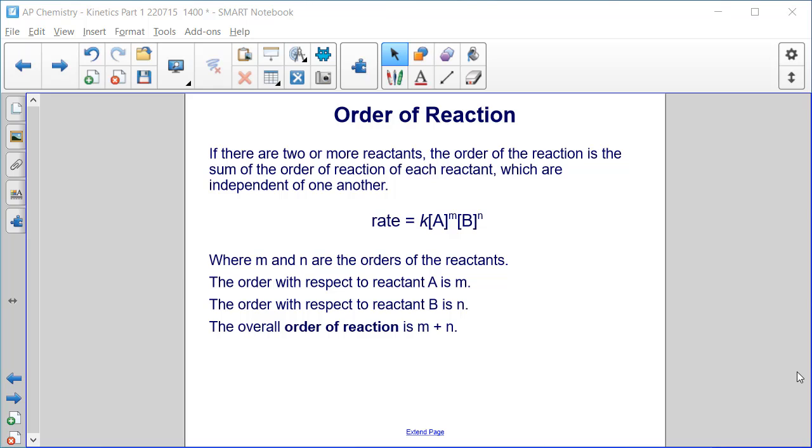Order of reaction. If there are 2 or more reactants, the overall order of the reaction is the sum of the orders of each reactant, which are independent from one another. So, for example, if we have reactant A with m being the order with respect to A, and reactant B with n being the order with respect to B, the overall order of the reaction is the sum m plus n.